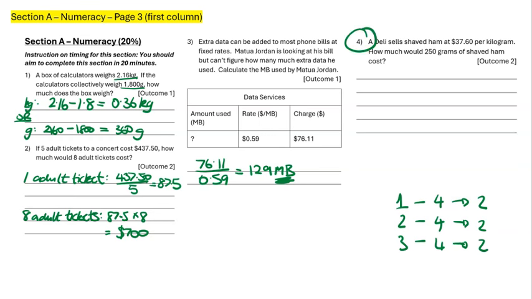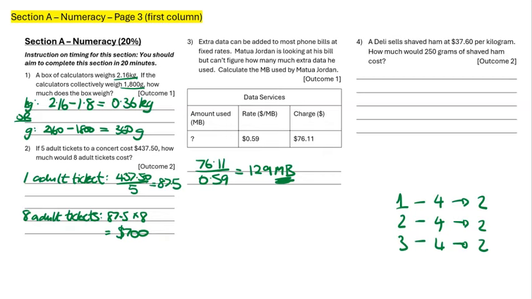So now into question number 4. Deli sells shaved ham at this much per kilogram. How much would 250 grams of the shaved ham cost? So there's two ways to do it. We can do it through the standardizing method we did earlier, or we could use some proportions. I'll run you through both.